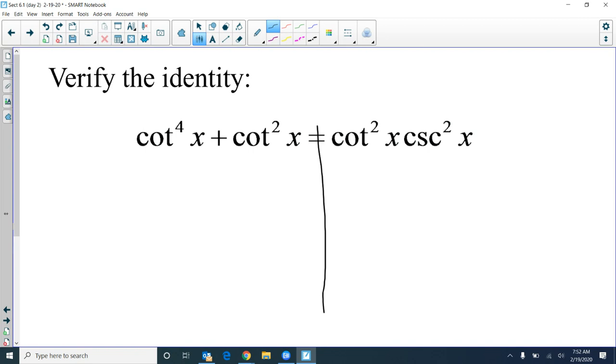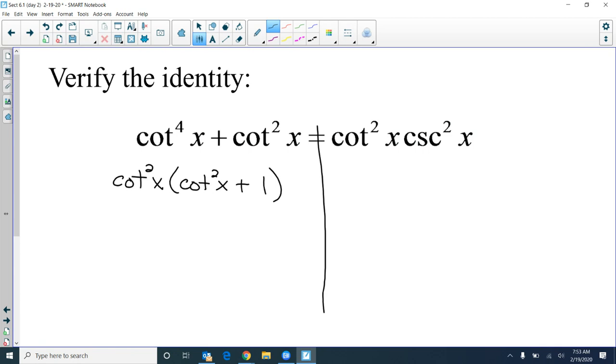All right, clue. Take a GCF out of the left-hand side. What do they both have in common? You got cotangent to the 4th plus cotangent squared. That's no different than y to the 4th plus y squared. You would take out a y squared, and you'd be left with y squared plus 1. So we're going to take out a cotangent squared x, and that's going to give me cotangent squared x plus 1.